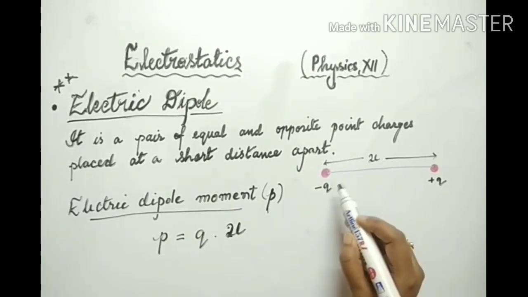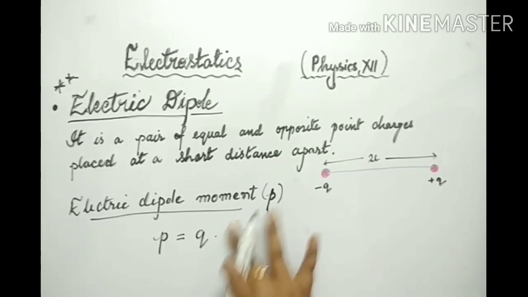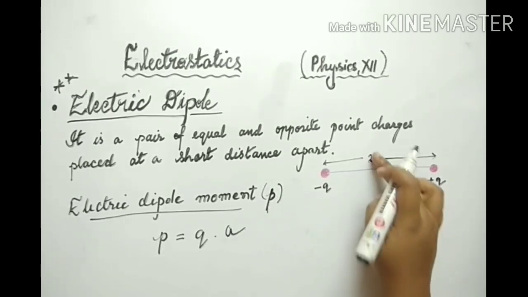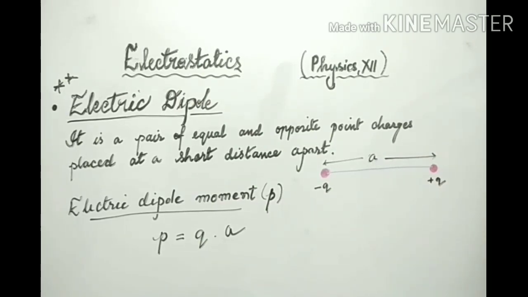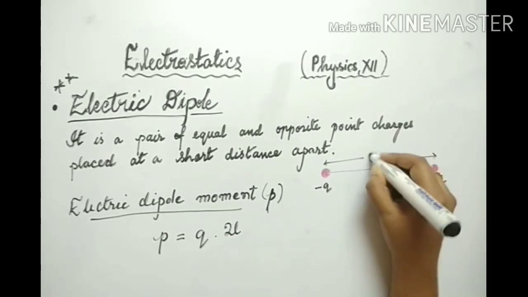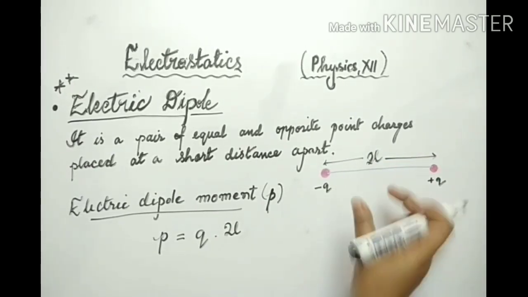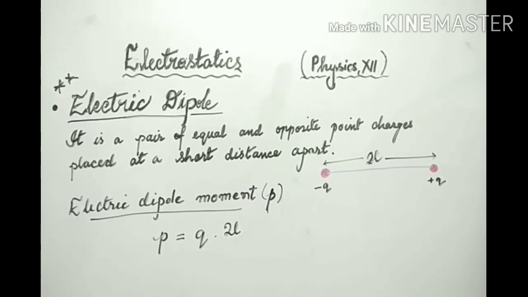Now it is not necessary that you always take 2L. You can take the distance as a also, suppose. But we are taking 2L so that the deductions that we do become easier. For mathematical simplicity we have taken it as 2L. You can also take it as L.